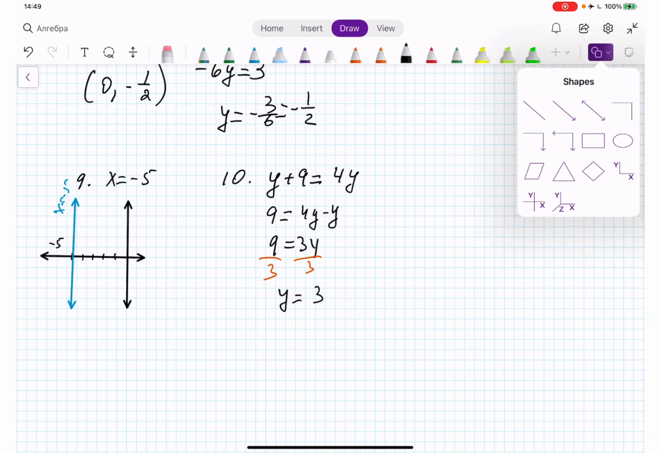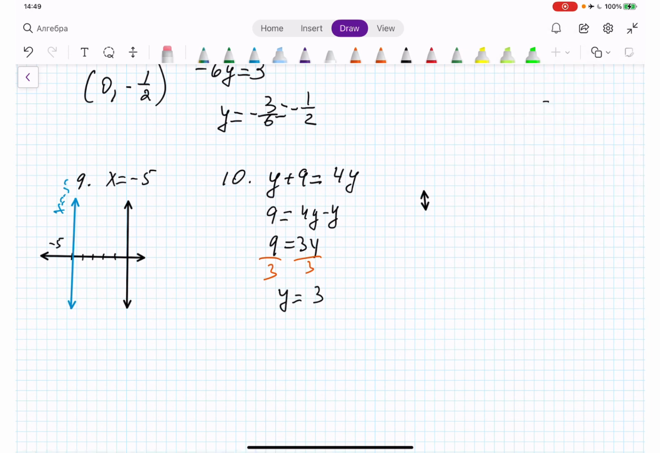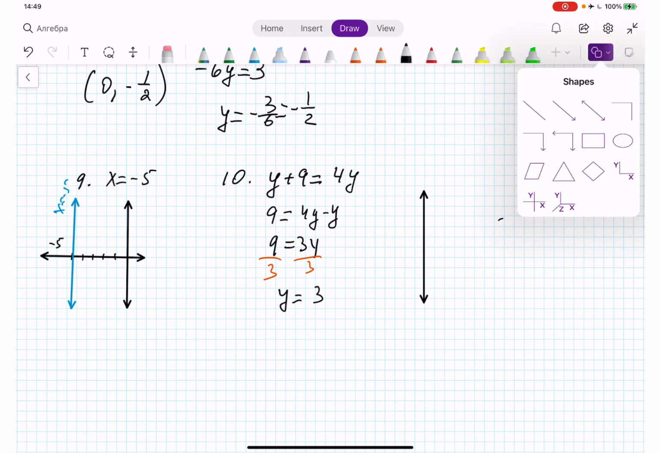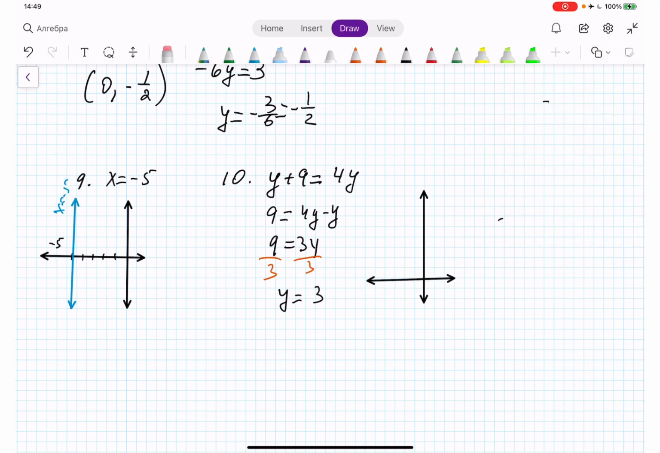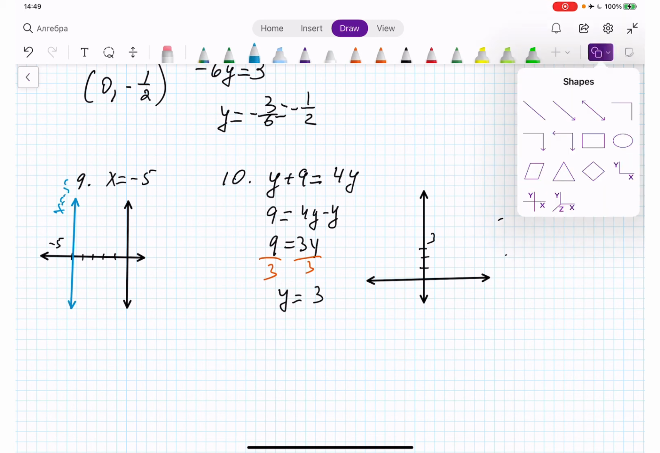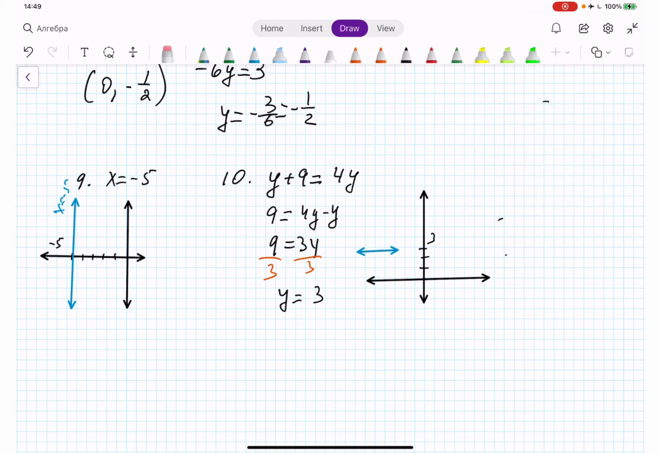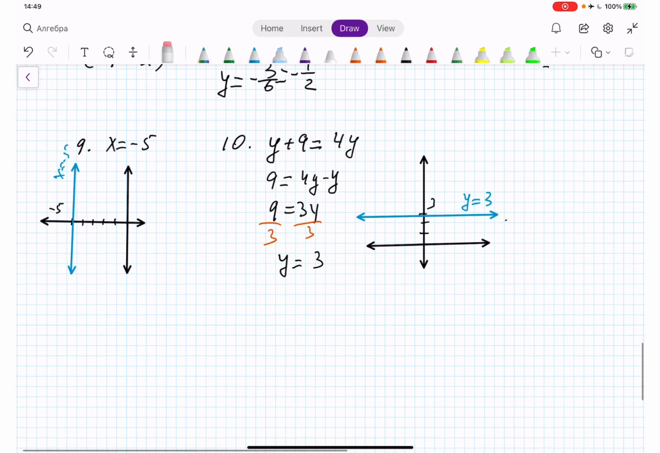Okay, to build this graph, it's going to go 1, 2, 3. And the graph will go like this. Since we don't have x, that means the graph will never cross x, which means it's running parallel. Only in that case will it never cross.